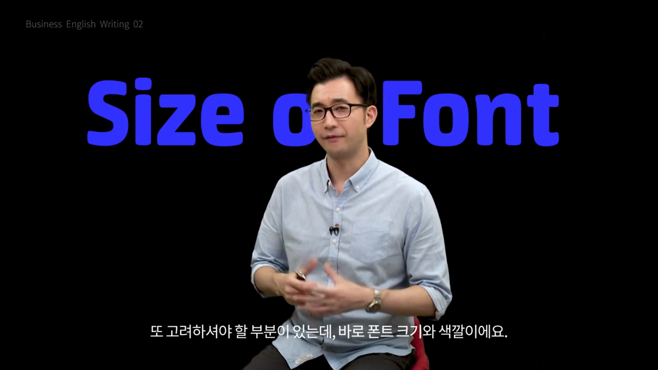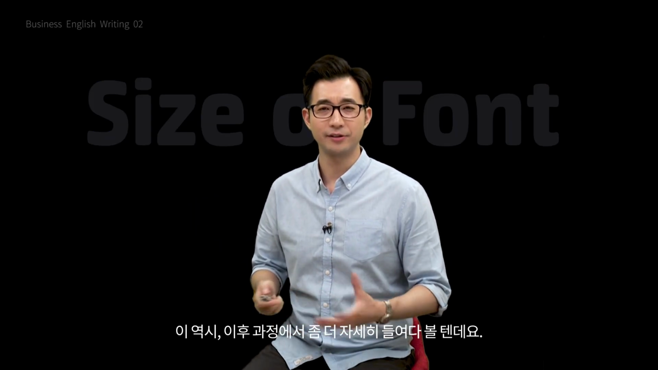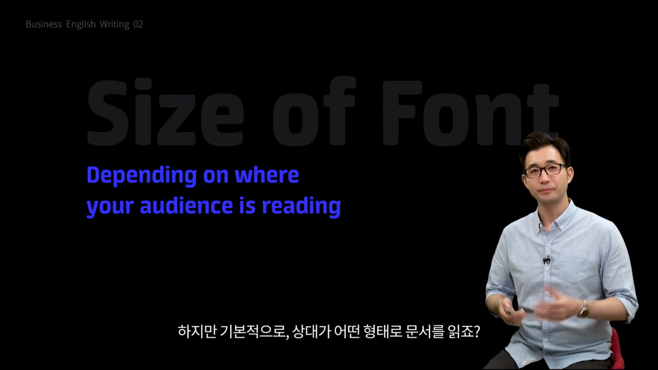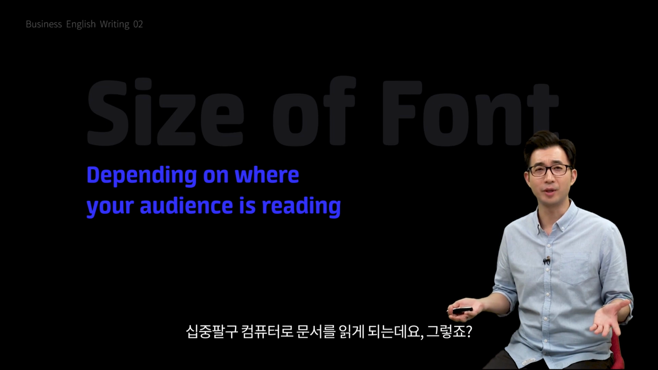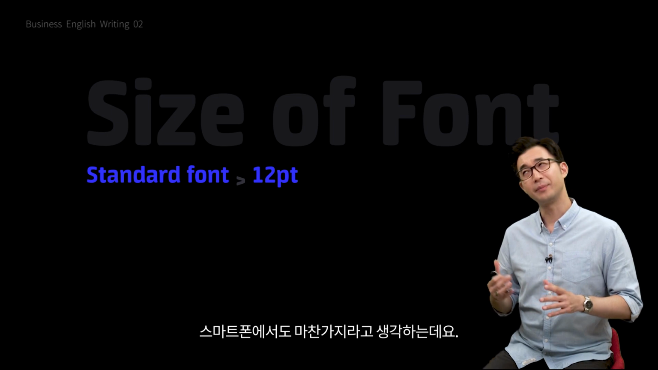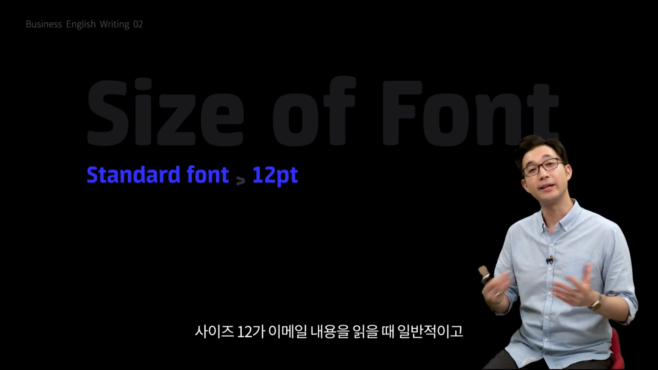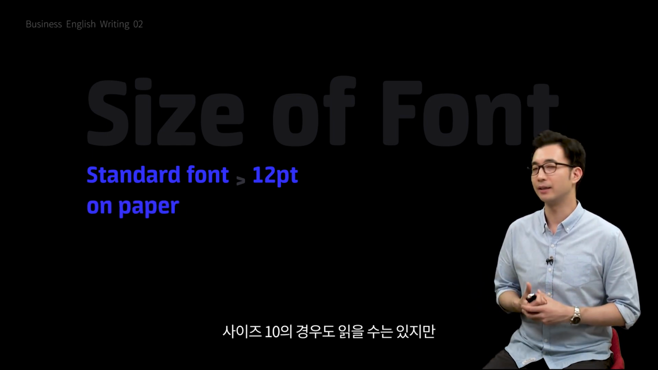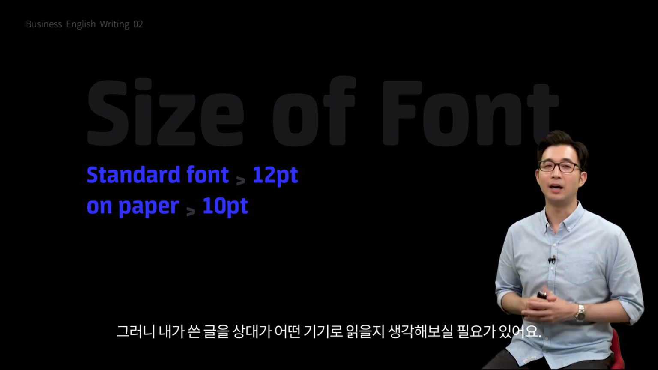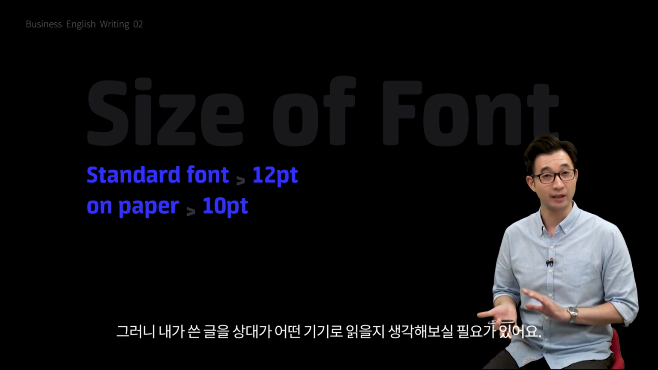Another thing to consider is the font size and colors. Again, we're going to go into this in future lessons, but basically, how is your audience going to read your document? 90%, they're going to read it from a computer, right? Standard font is size 12. Same thing, I think, with smartphones. 12 is pretty standard to read an email, but 10 is also readable, though it's a little bit difficult. So just be careful of where your audience is reading your information.